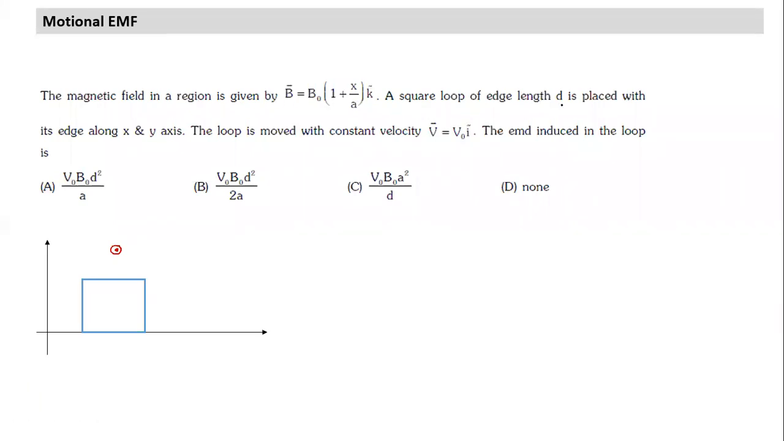A square loop of length D. Let's place this square loop. Each side is D. It is placed with the edges along the X and Y axes. It moves with a constant velocity V equal to V naught i. This is the direction in which the velocity is given. Let me call the four sides PQRS, since A, B, C, D are already used. These four sides are PQRS.